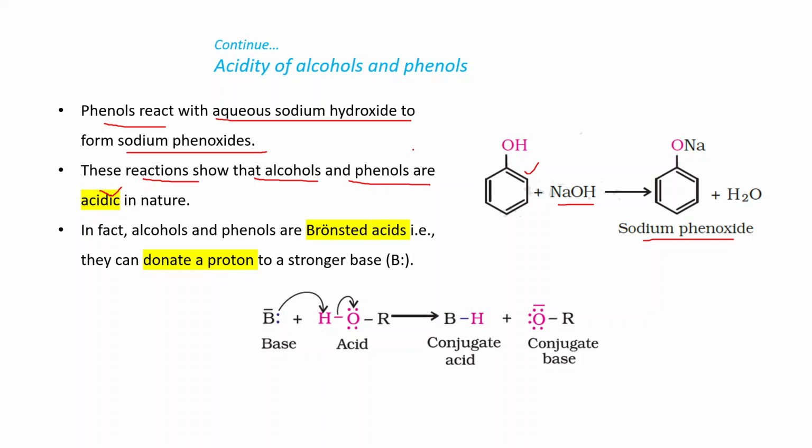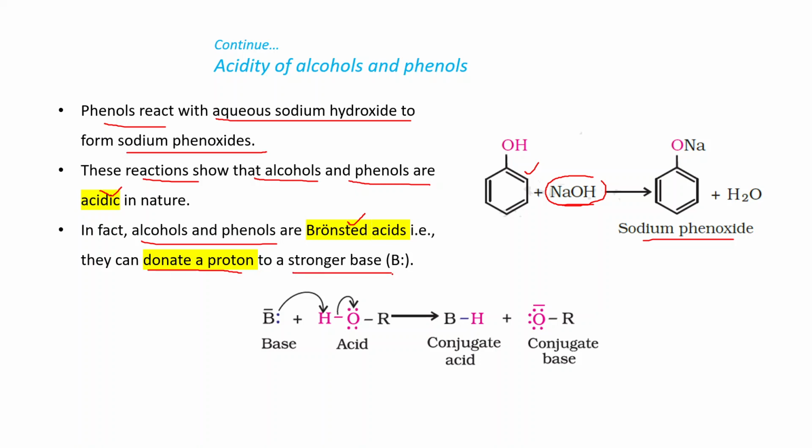Again remember, this reaction with sodium hydroxide is not shown by alcohols. That's why we can say phenols are stronger acids than alcohols. In fact, alcohols and phenols are Bronsted acids. Now, what are these Bronsted acids? They are substances which donate a proton. Proton donors are known as Bronsted acids.